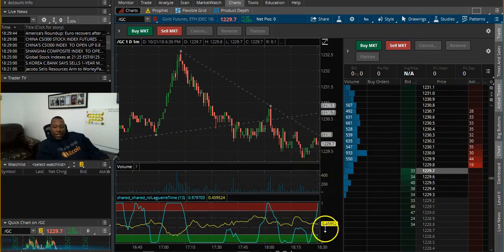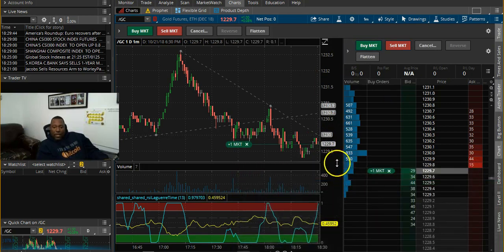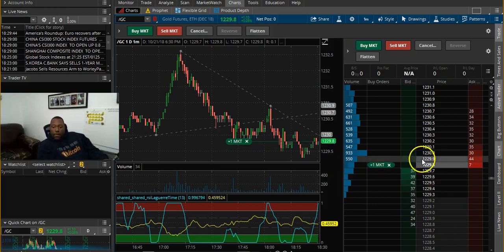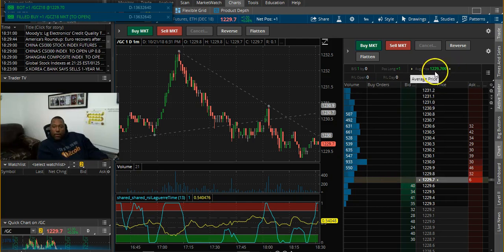I'll buy it long just to go, so you can see. So you see here, my buy order is right here, and it filled, and that's a long.